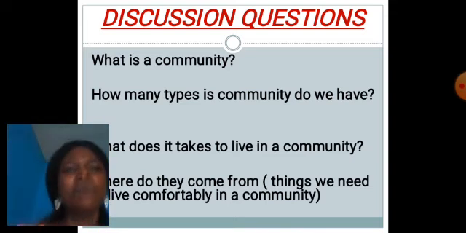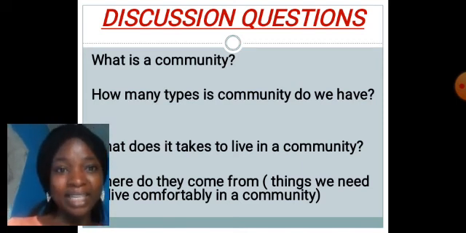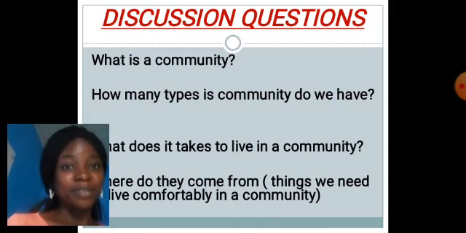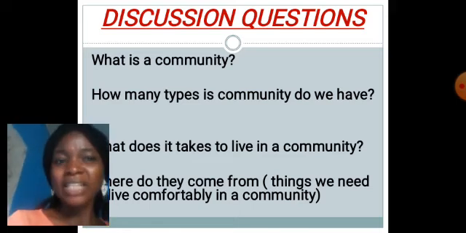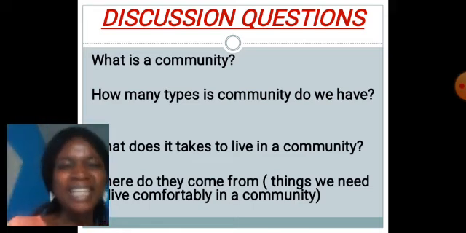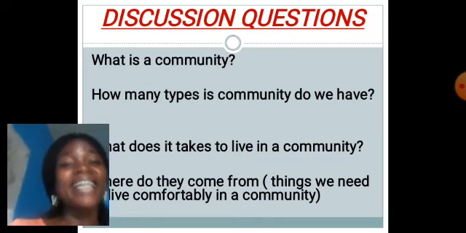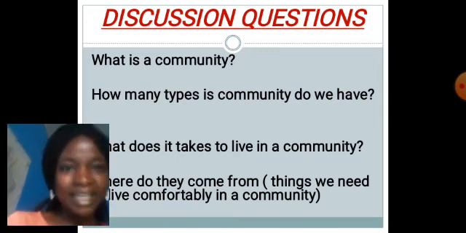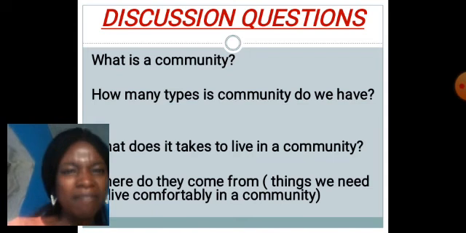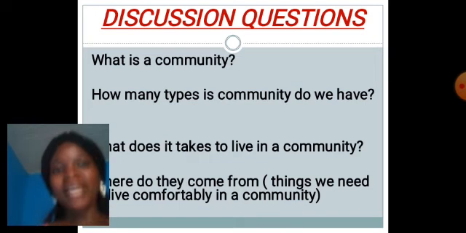Now, to answer that question, what does it take to live in a community? Before you can live comfortably in a community, there must be provision of water, there must be shelter, where you can hide your head, where you can lay your hands. There must be clothing, there must be food. And now the second question says, where do these things come from? All these things we are talking about, the shelter, the food, they are all regarded as resources. Whatsoever you need to be comfortable in your environment is resources. And where do we get these resources from?